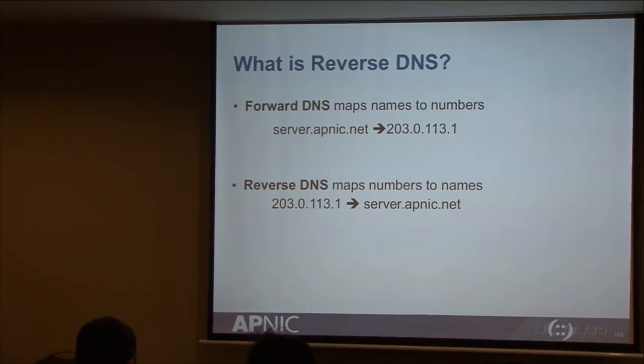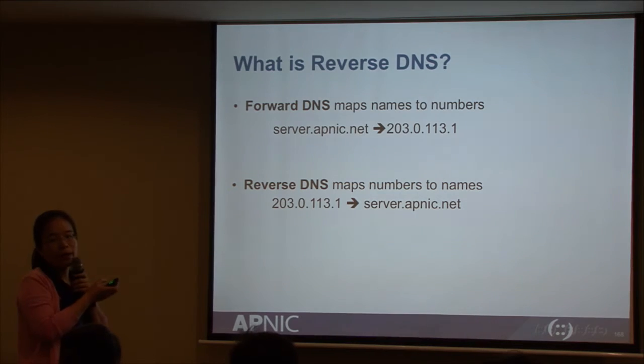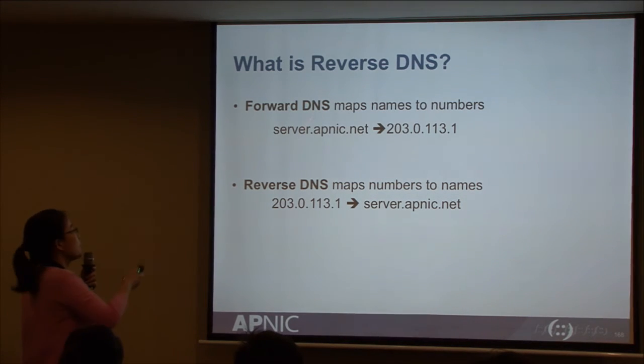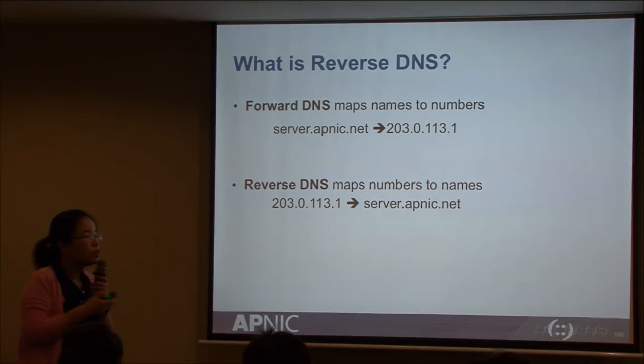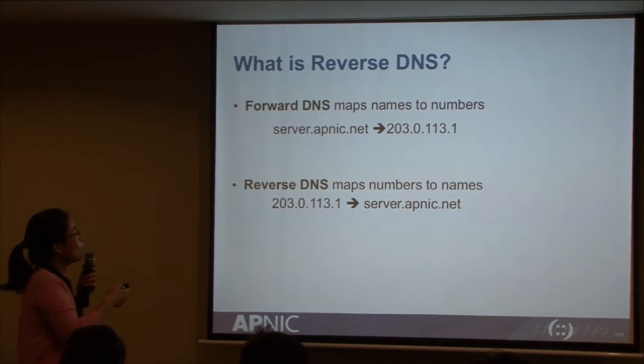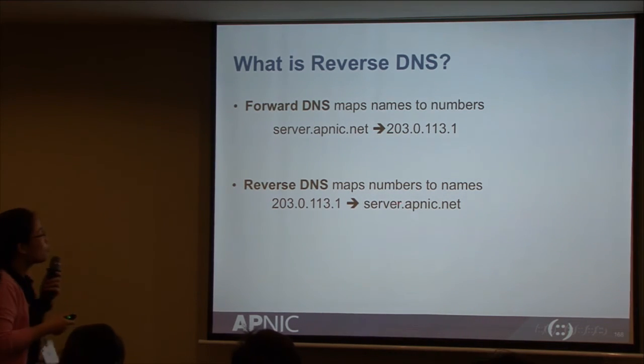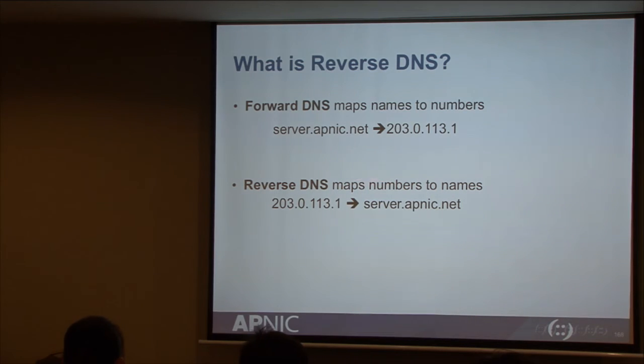www.google.com. And then for my PC, in fact, it needs the IP address. So it will go to the DNS server. The DNS server will tell it what is the IP address for this domain name, www.google.com, or maybe server.apnic.net. So this is the IP address. This is forward DNS. And for one IP address, if we want to get the domain name, this way is the reverse DNS. We call this reverse DNS.